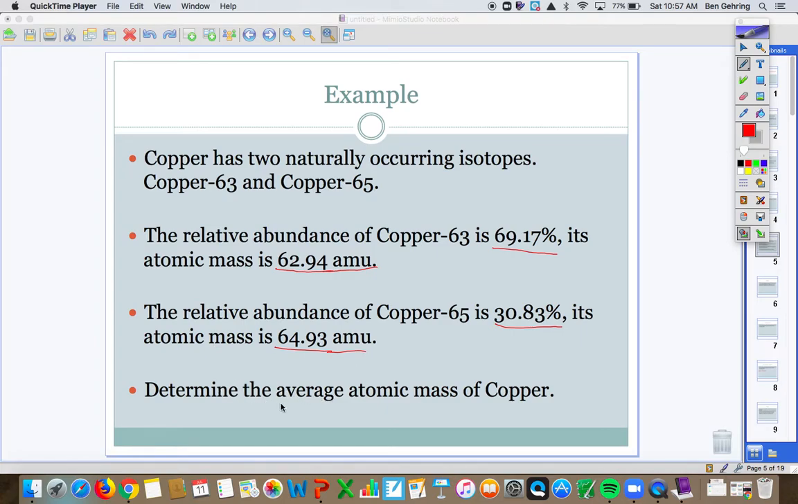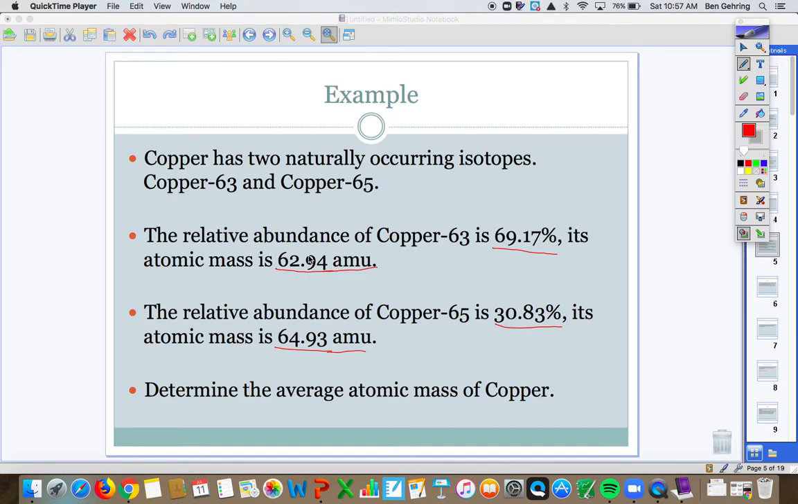Your task is to calculate the average atomic mass of copper. You will notice first that your percentages, 69.17 and 30.83, should add to 100%. If they don't, it should be real close, like 99.99. If you're off by a whole percentage or something like that, we miscalculated somewhere. But that's 100%.